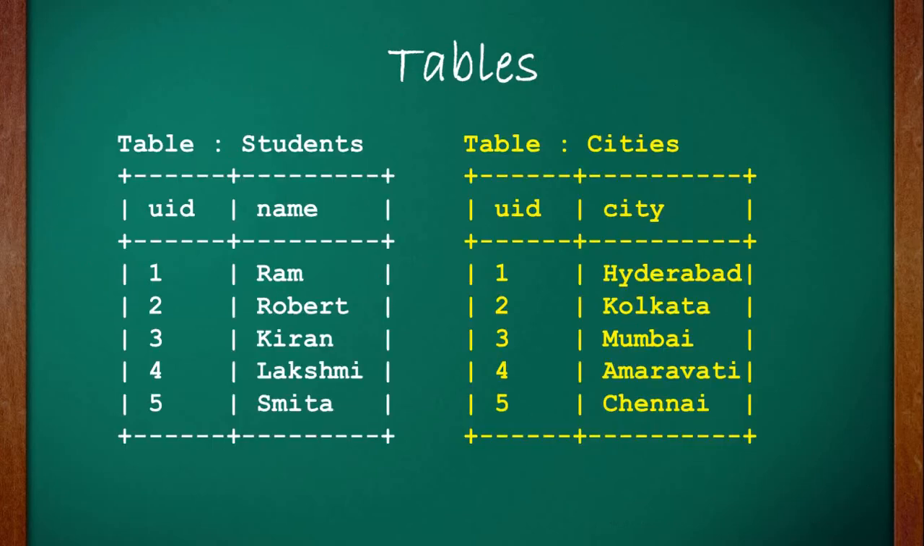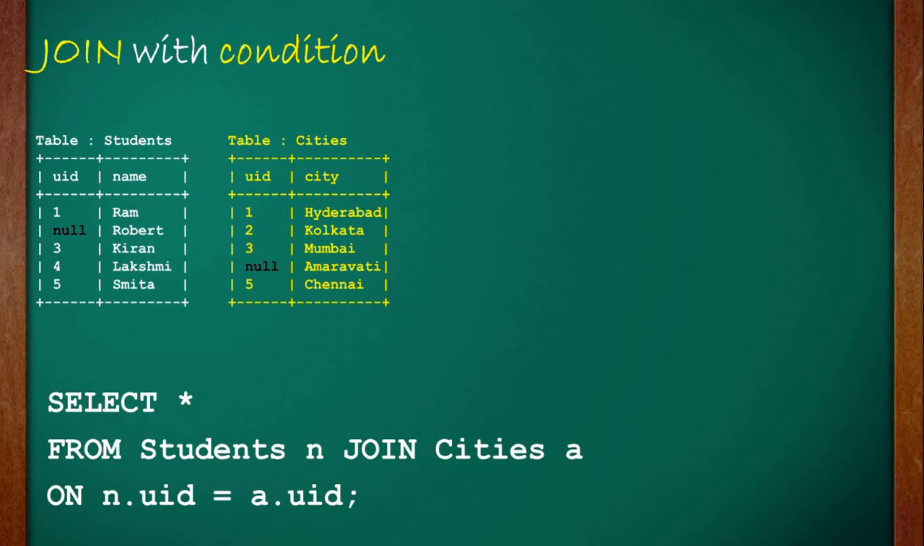Let me make small modifications to these tables. Instead of having all the data available, I am going to make these two values null. Now I will not be able to know the UID of Robert, and from the cities table I will not be able to know the UID of the student who belongs to Amravati. Let us see how these null values affect our query. Here I am using alias names for tables, so you can notice a small change in the query.